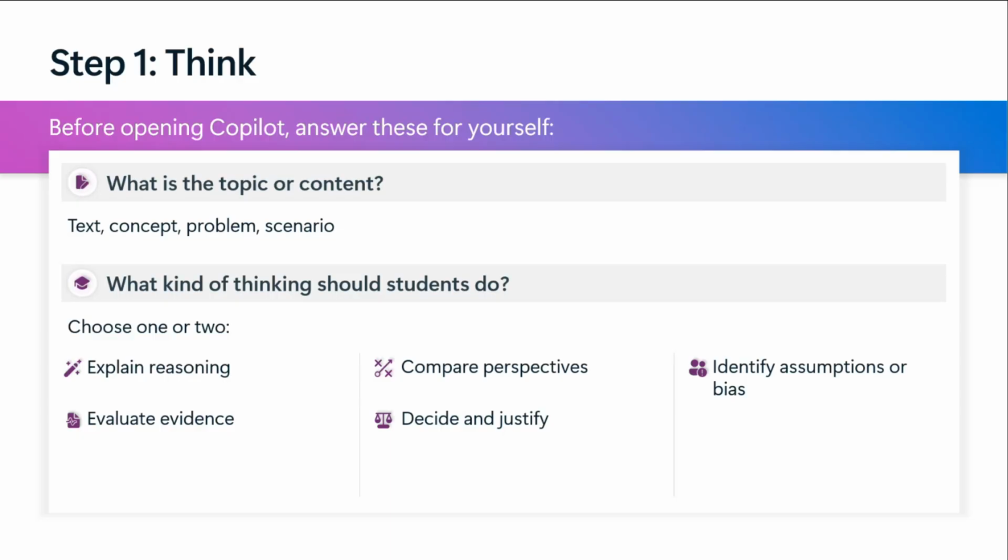It's always content first. Whenever we have tried engaging with AI, I've always said this. Please don't think about the tool or don't seek information. Think of the topic. Let's say water cycle or color of the sky. What kind of thinking do you want them to do? Choose one of these: explain reasoning, evaluate evidence, compare perspectives, decide and justify, or identify assumptions or biases. You may choose any one or any two.